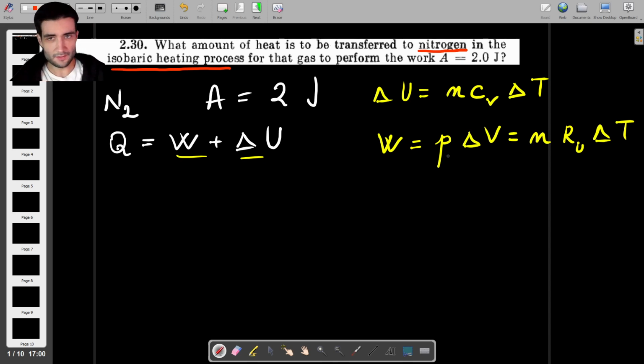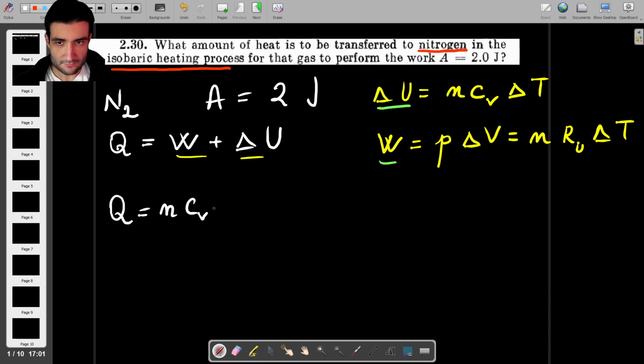So if we add delta U and W, we're going to get Q. In other words, we get Q as n Cv times delta T plus n Ru times delta T. And by the way, you can do this with mass as well if you want. I can convert those n's to m's as long as my Ru becomes the specific gas constant. But I'm doing it with moles because the book I have this from is using moles.